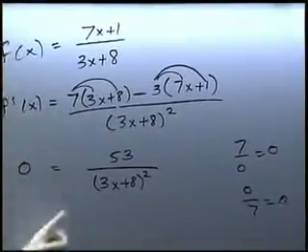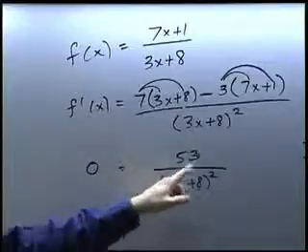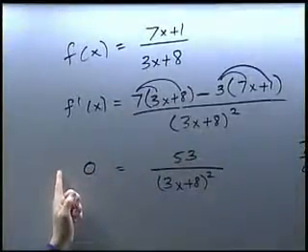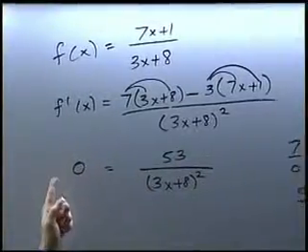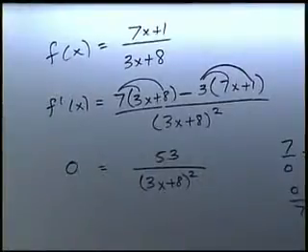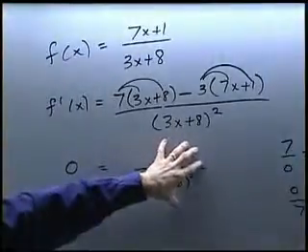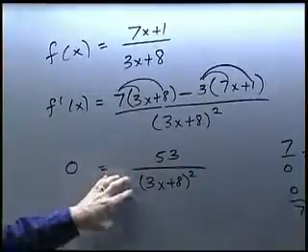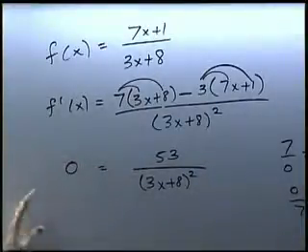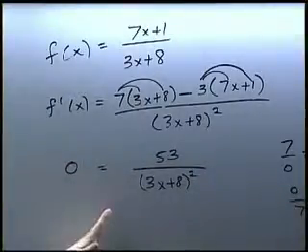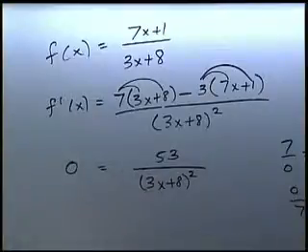Now, what about this particular example we've got right here? Can this numerator ever equal 0? Can 53 ever equal 0? No. Okay? What does that mean for us? If the derivative or the slope can never equal 0, what does that mean about peaks and valleys on our graph? We don't have any peaks or valleys.